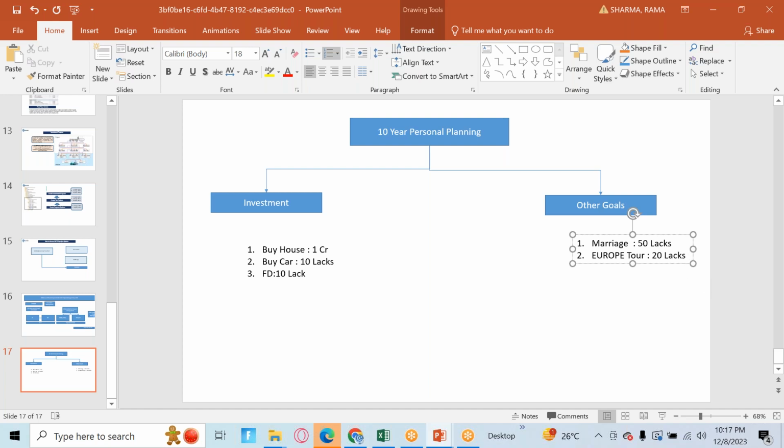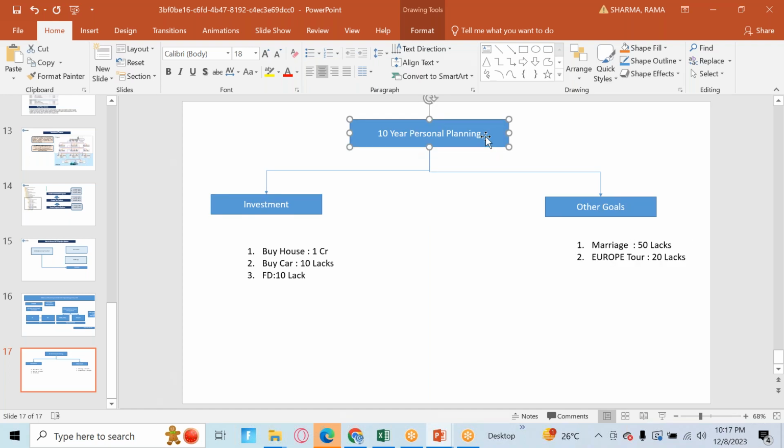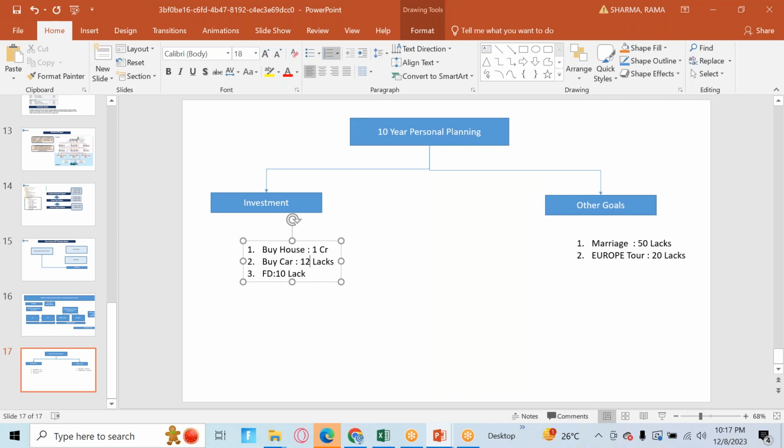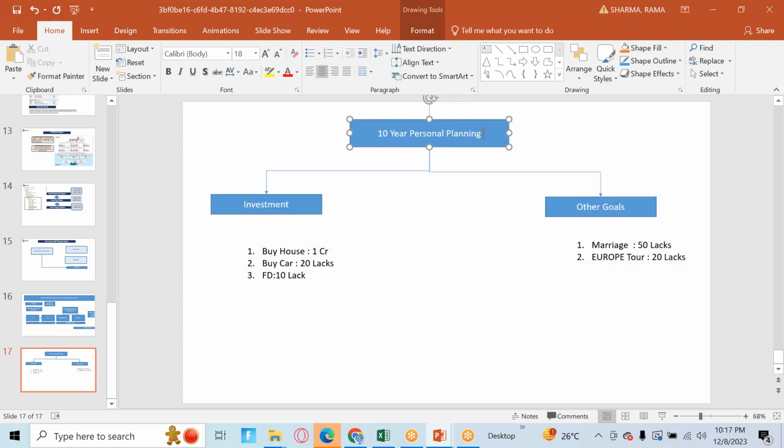So how much exactly do you need? I'm not saying initially, at the first place when you are planning, but within that 10 years, what exactly is the amount you are going to manage. That will be here 70 lakhs this side, and 1 crore. Let me keep it a round figure, say 20. So 20, 10, 1, and this is 50 plus 20, it is total 2 crore.